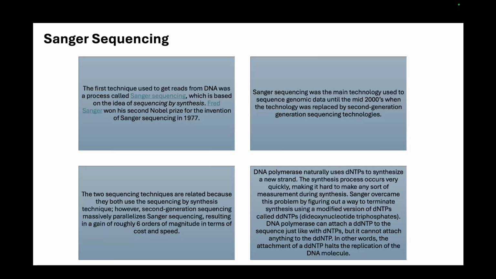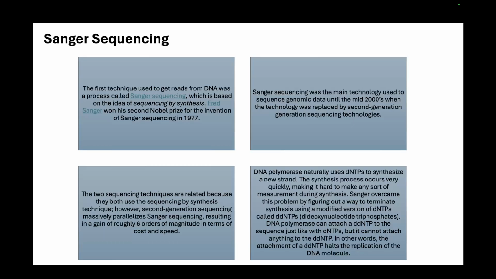The Human Genome Project happened in the late 90s and the early 2000s. The majority of the project was based on using Sanger sequencing to generate reads and trying to get a reference of the whole human genome. Sanger sequencing was the main technology used there, because next generation sequencing technologies had not come up at that point of time.